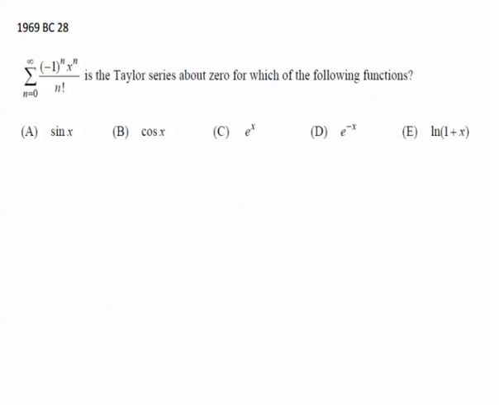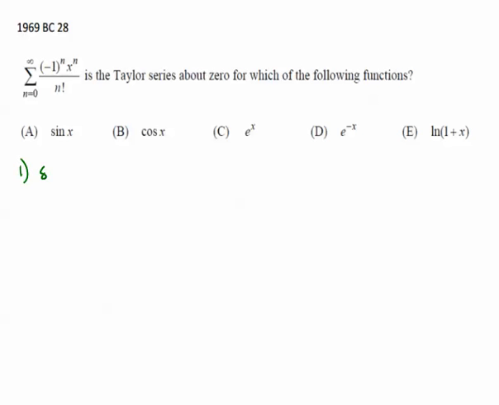1968 BC 28, we have this series here, a Taylor series about zero, for which of the following functions. And so it would be helpful to know what each of these are. Actually, each of these series on the bottom are ones that we could and should know by heart. So let's see if we can go through some of them.